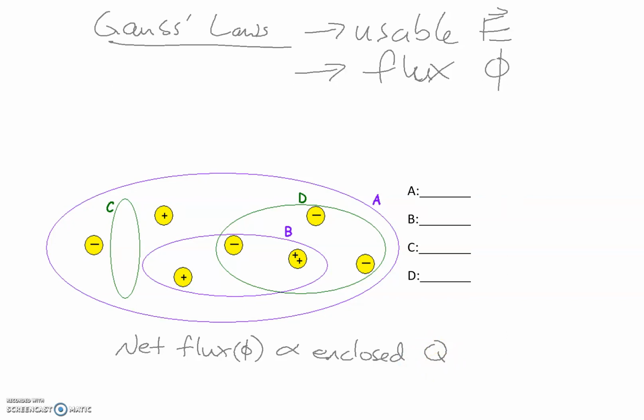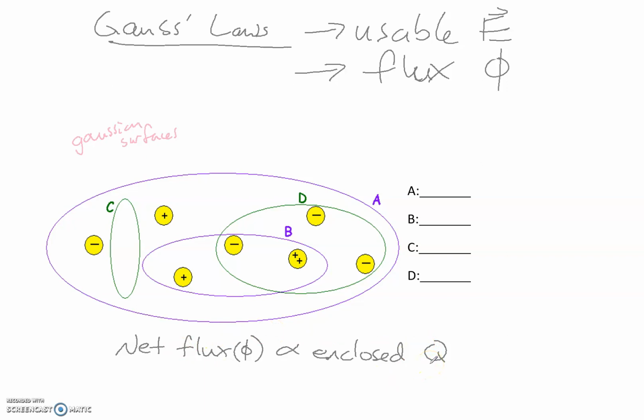Now, to analyze this type of thing, we have what are imaginary surfaces, and they're often called Gaussian surfaces. That's what these purple and green little ovally type things are. They're imaginary surfaces to analyze what's happening inside. And if we look at them, we can analyze this whole idea that net flux is directly proportional to enclosed charge.